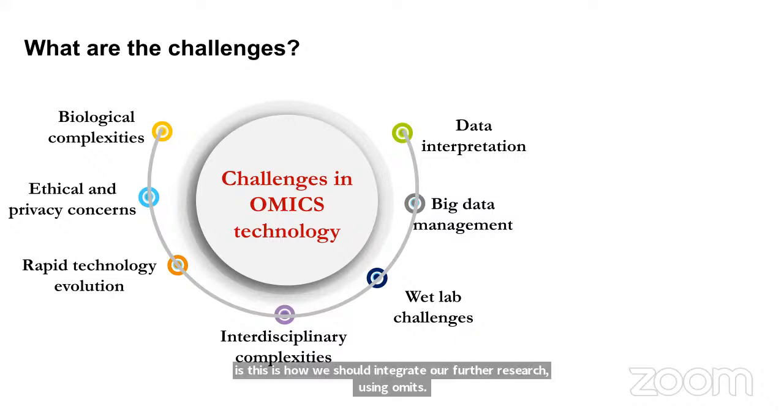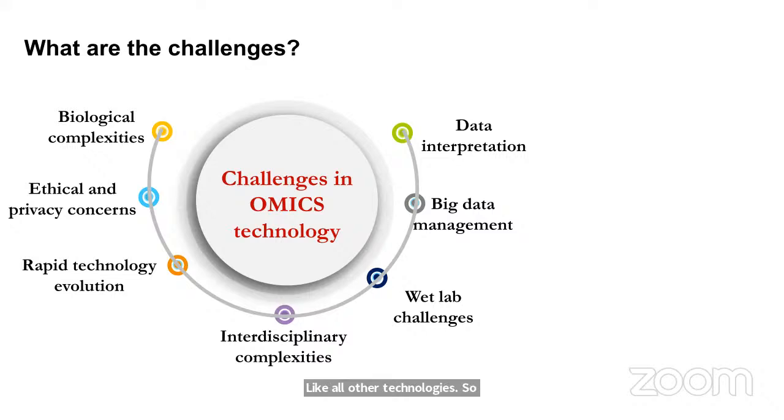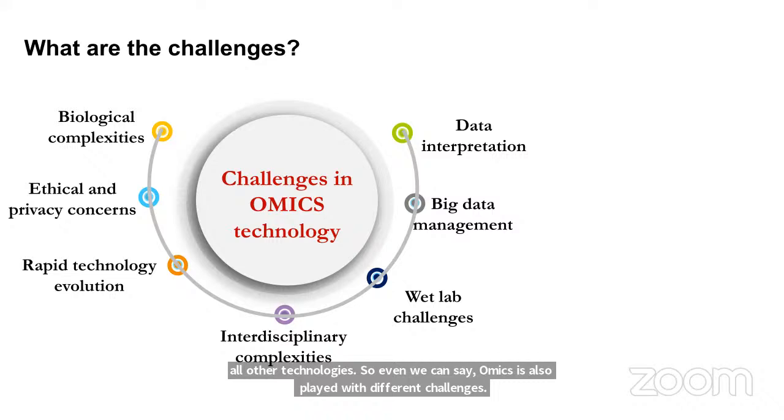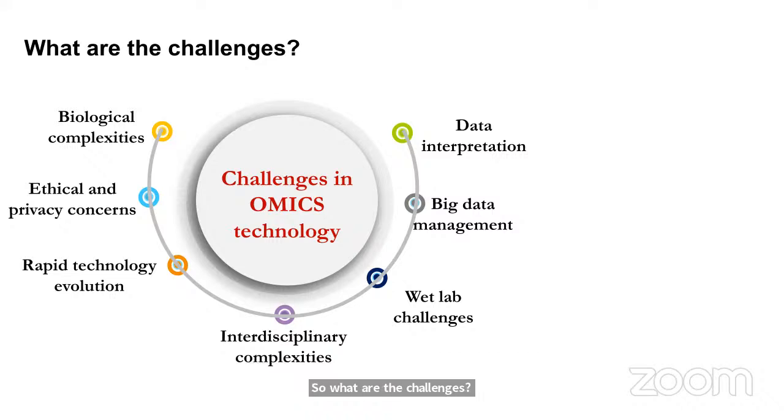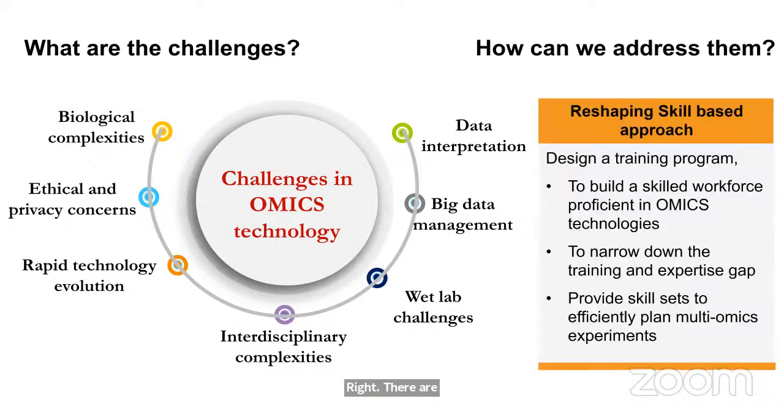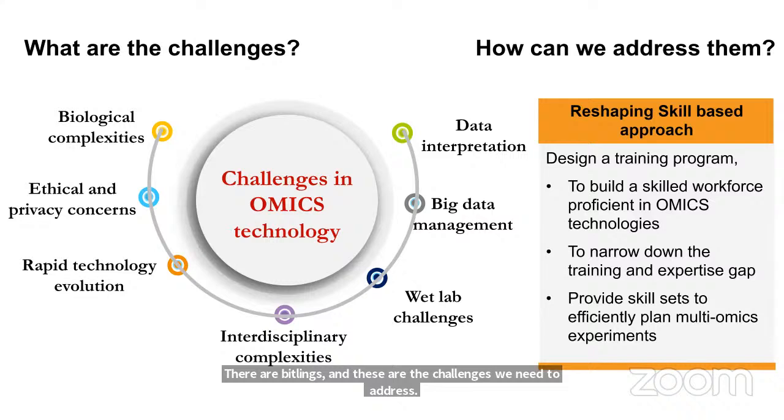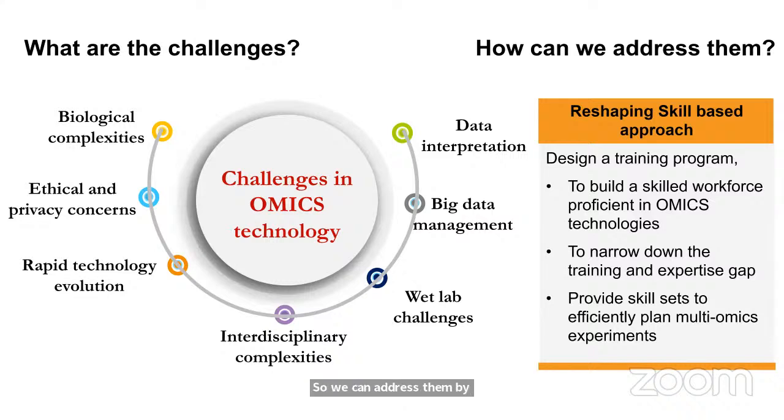But like all other technologies, omics is also plagued with different challenges. So what are the challenges? Biological complexity is one thing. There are ethical and privacy concerns. There is rapid evolution in technology, because technology is dynamic, right? There are wet lab challenges, and these are the challenges we need to address. But how can we address them? We can address them by reshaping the skill-based approach.